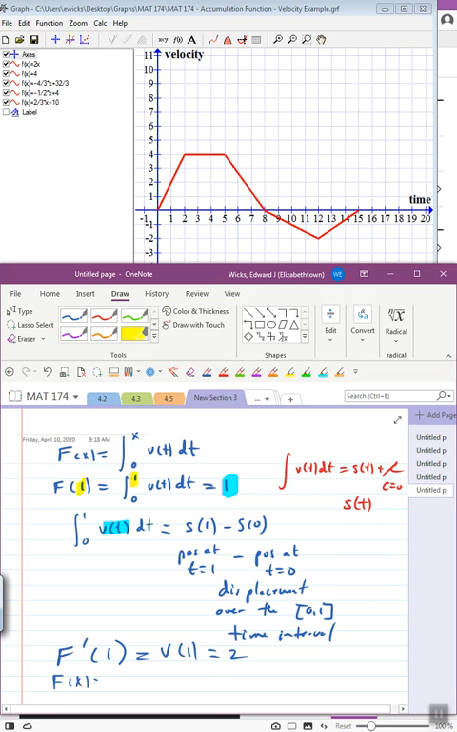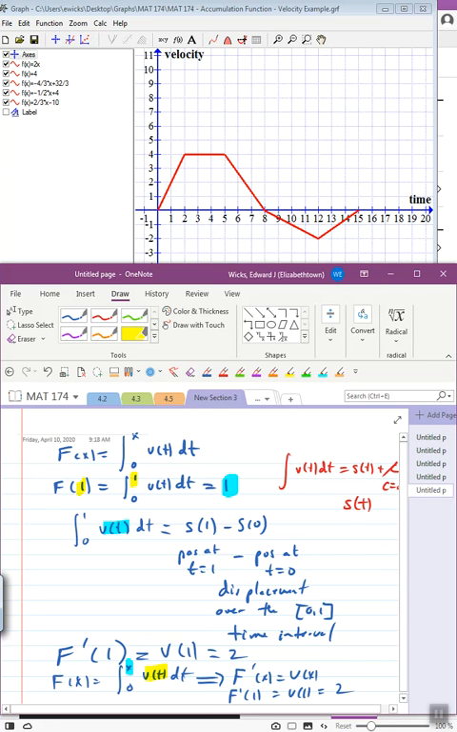Again, we're saying that if f of x is the integral 0 to x v of t dt, then our first fundamental theorem of calculus says if I want to take the derivative of that accumulation function, it should just be this little function on the inside evaluated at whatever that limit is, that x. Well, in this case, that would be v of x. So what's f prime of 1? It's v of 1. And in the picture I can see v of 1 is 2.